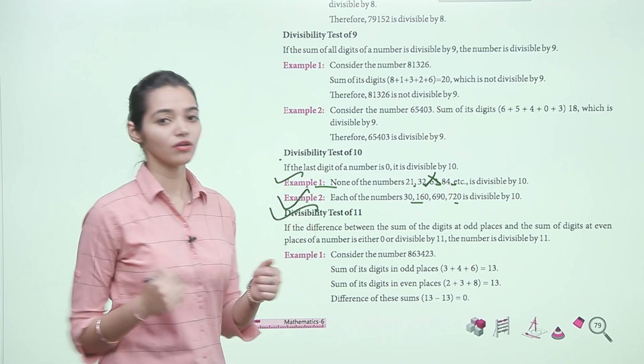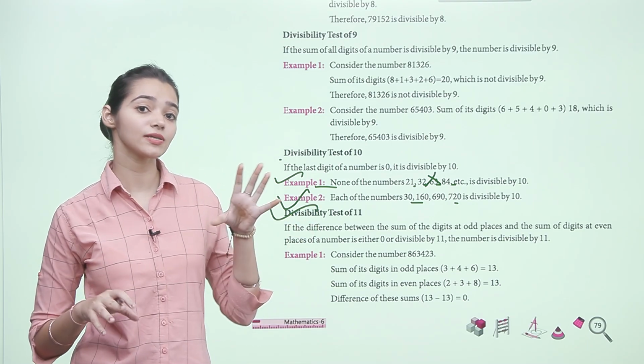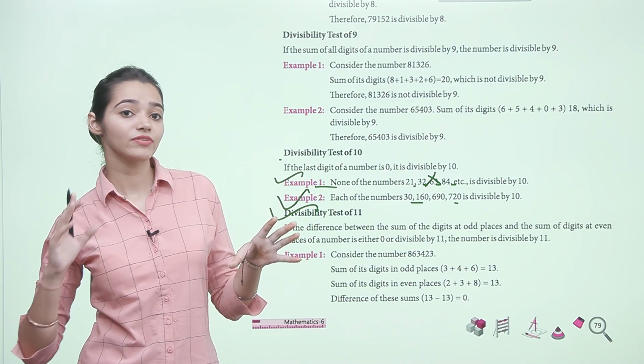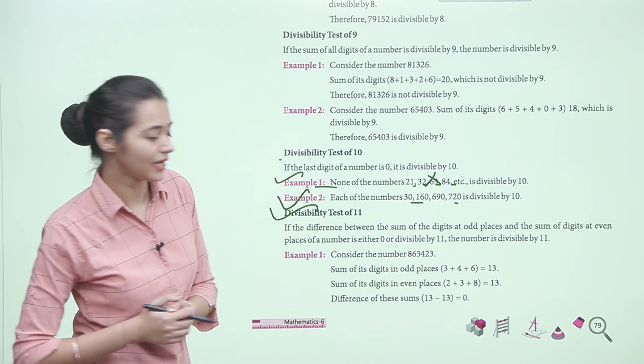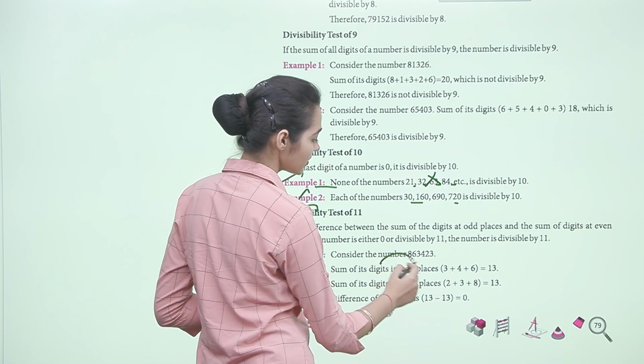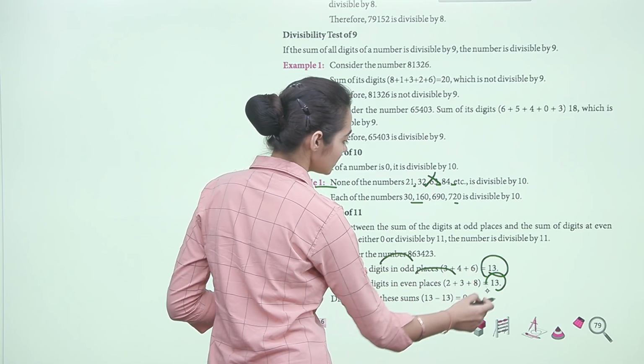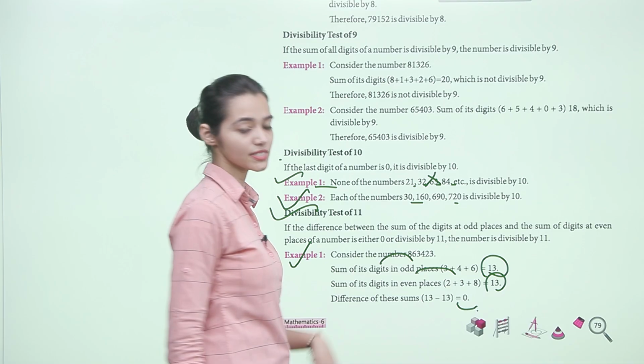Now divisibility test of 11. If the difference between the sum of digits at odd places and at even places is either 0 or divisible by 11, then the number is divisible by 11. For example, sum of digits in odd places 13, even places 13, 13 minus 13 is 0, so that means the number is divisible.